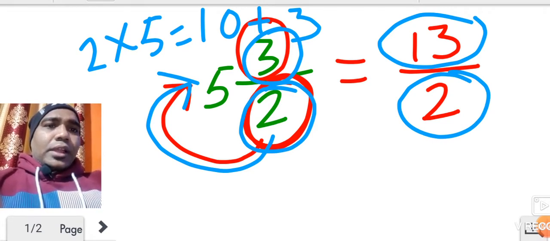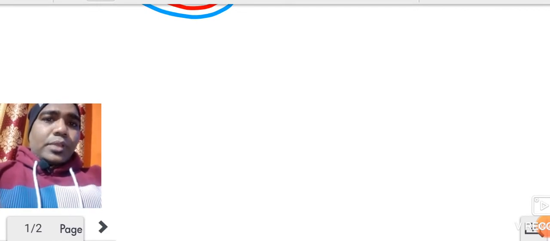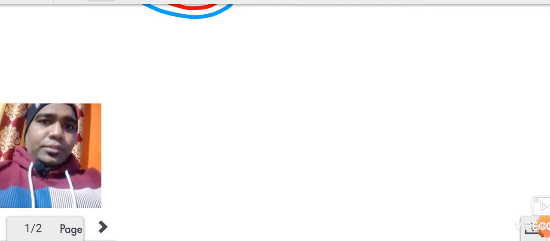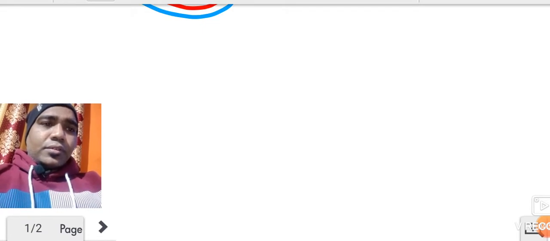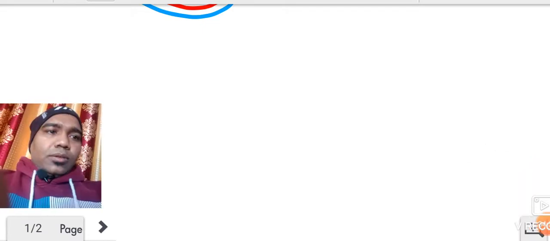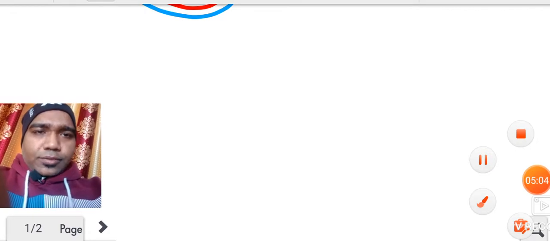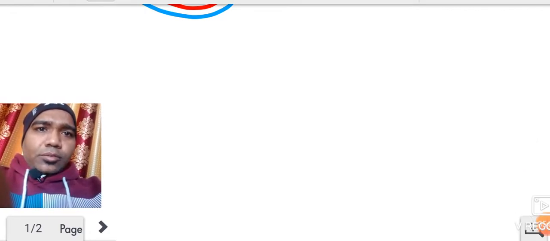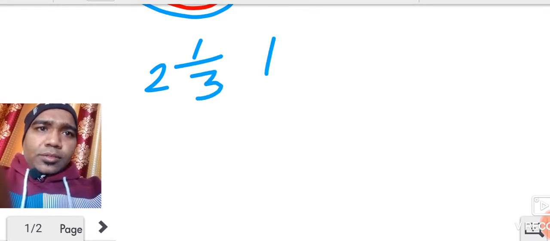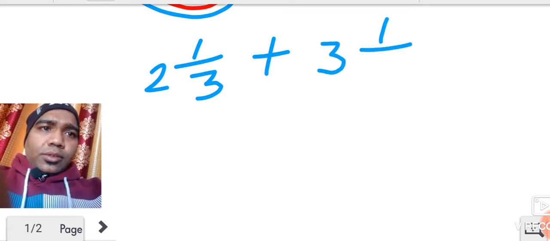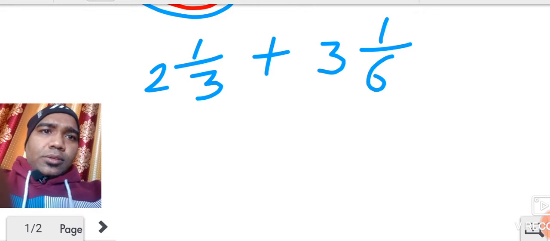Now the addition part. Suppose you have to add any two mixed fractions, then how will you add the mixed fractions? So I am going to give you another example of how to add two mixed fractions. Suppose I am taking 2 whole 1 by 3 plus 3 whole 1 by 6. These are the two mixed fractions I have to add.